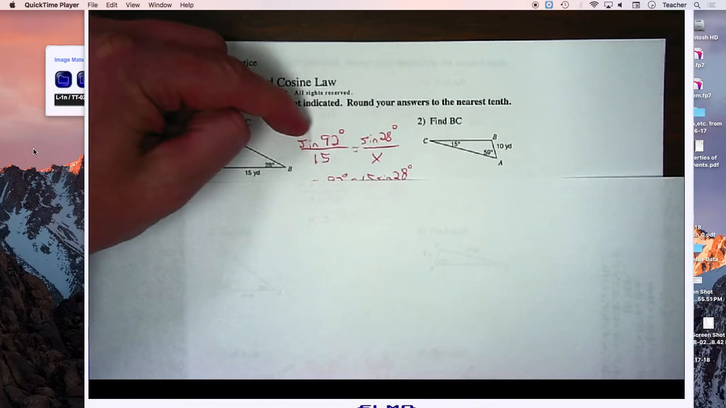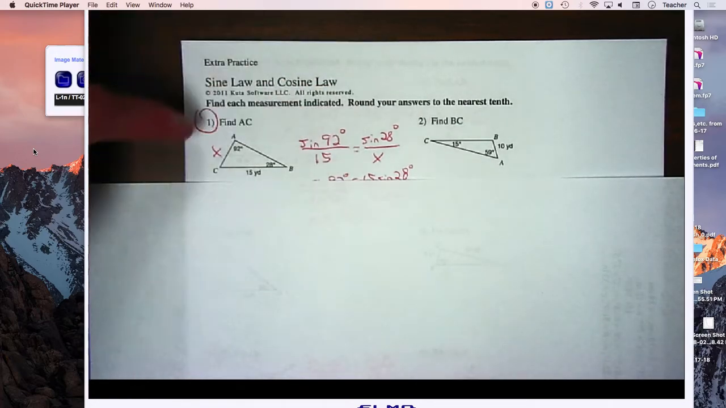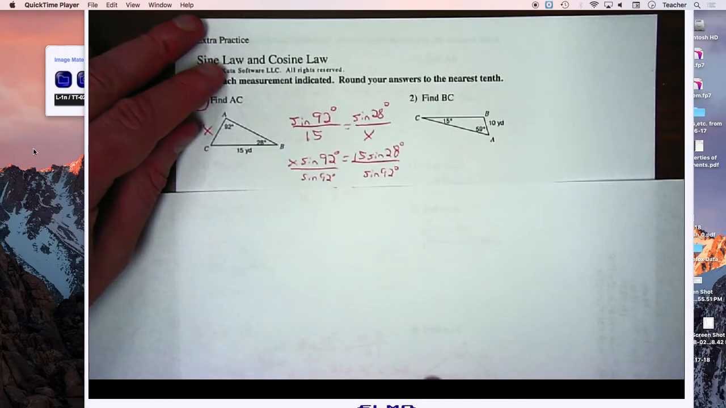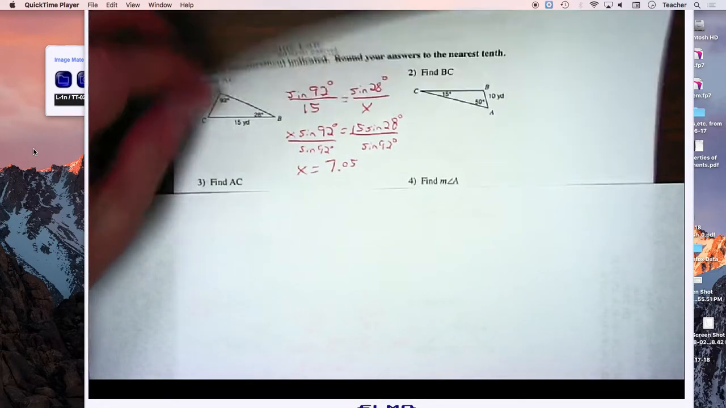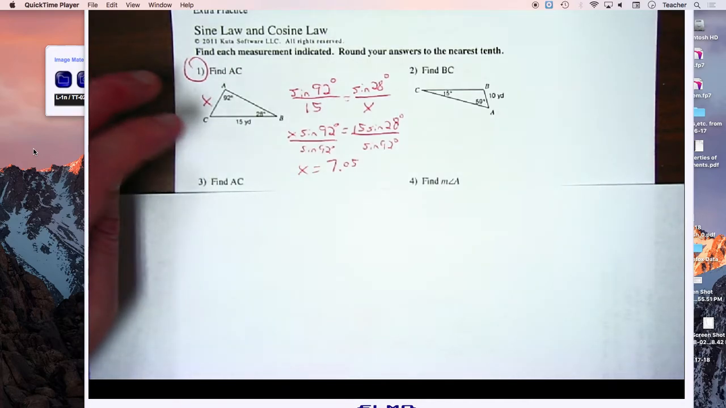So I set up sine 92 over its opposite side, which is 15, equals sine of 28 over x, which is the one I'm looking for. And then basically cross multiply, get the x by itself. 7.05 is what you end up with for that one.